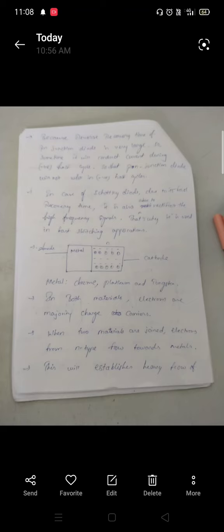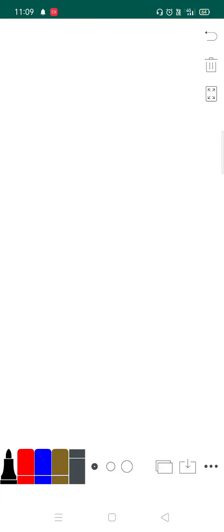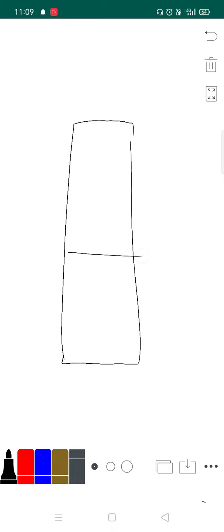In the case of the Schottky diode, due to its fast recovery time, it is also able to rectify high frequency signals. That is why it is used as a fast switching device. So I'll try to explain what is happening inside this Schottky diode in detail. A Schottky diode is made up of a combination of metal and N-type material. The metals are chromium, platinum, and tungsten.